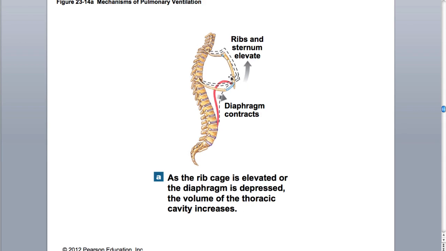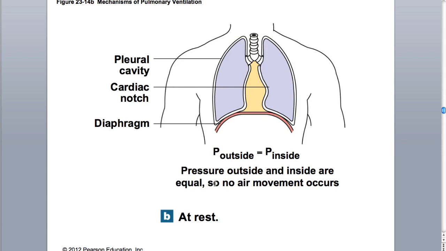So what are we going to do? We're going to raise our rib cage, like Tarzan would do before he calls out to his animals. So he's going to raise his rib cage and contract the diaphragm. If you raise the rib cage and contract the diaphragm, you have a greater volume. A greater volume will do what? Decrease the pressure. Next slide.